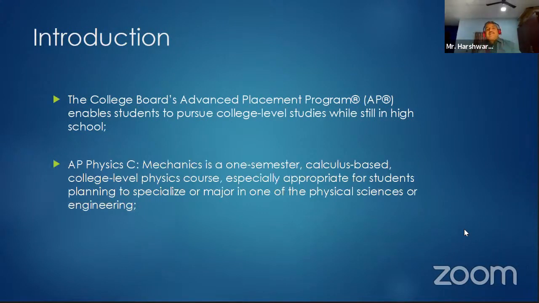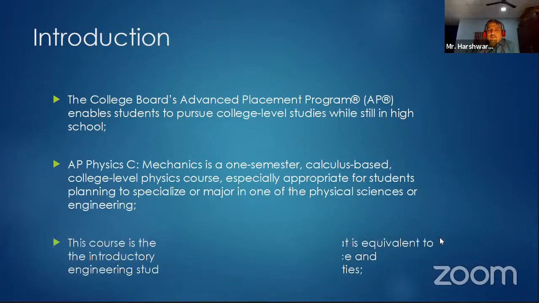That means you get advanced credits for something which you're going to do once you are in college. So the physics courses that we have here as options. AP Physics C Mechanics is a 1 semester calculus based college level physics course, especially for students who are planning to specialize or major in one of the physical sciences or engineering. Now, the number of students going to the US for doing their engineering is very high. And for them particularly, or for people who are pursuing physical sciences, this particular AP is suggested because this is a course that you would surely get in the first semester of studies in the US.